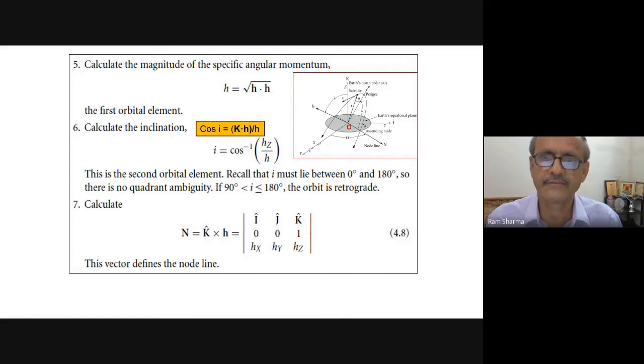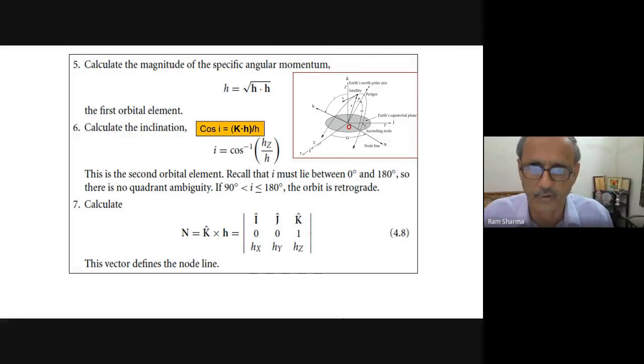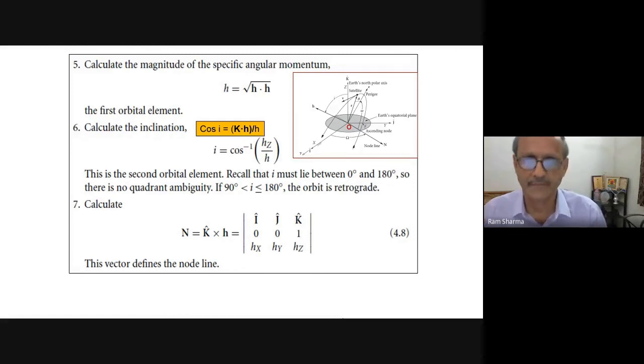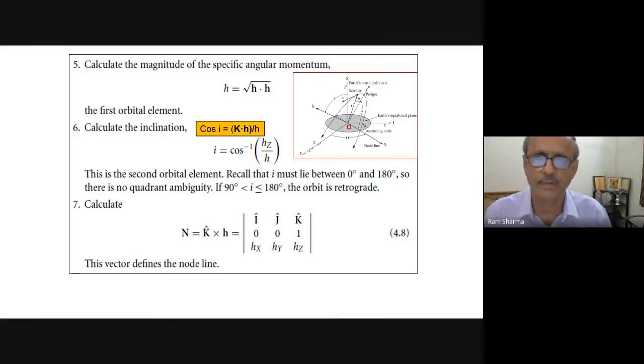Now this inclination i can lie only between 0 and 180 degrees, so we do not have to find any other condition. If Hz is negative, the angle is in the second quadrant. If Hz is positive, you are in the first quadrant. So one of the parameters we have calculated.